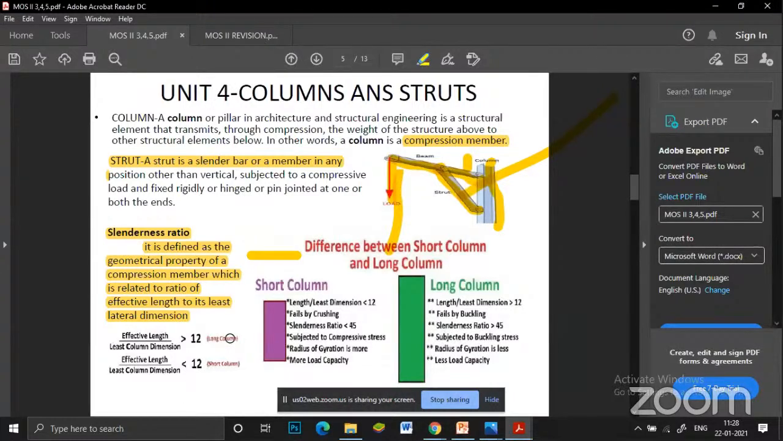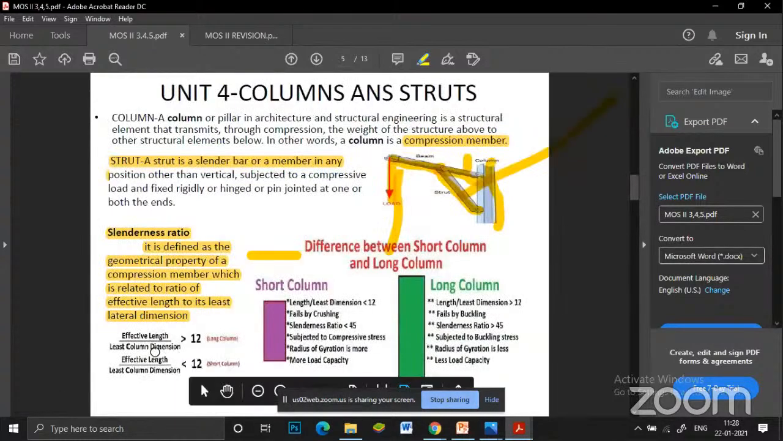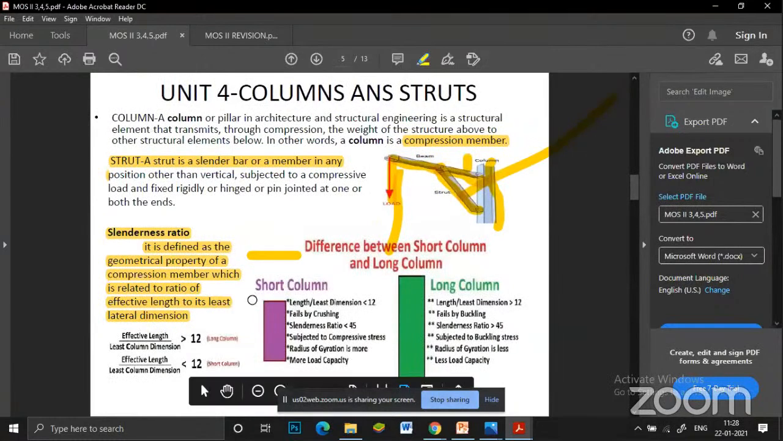In case of a short column, the ratio is less than 12; in case of a long column, it is more than 12, we should know. And for the length divided by LLD, LLD is nothing but the least lateral dimension. I have told you that in case of a circular column, you will calculate the radius, and you'll know if it is a long column or short column with the help of the radius.